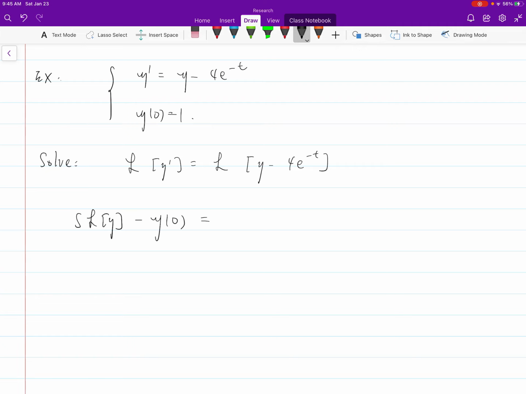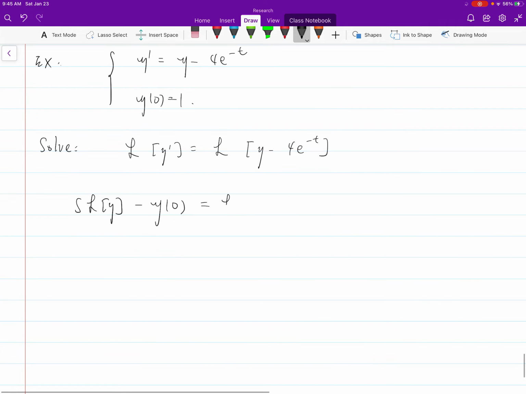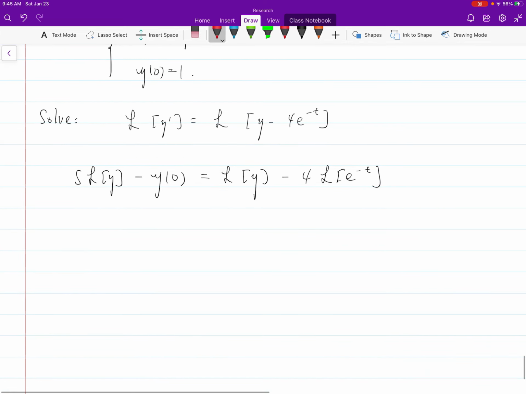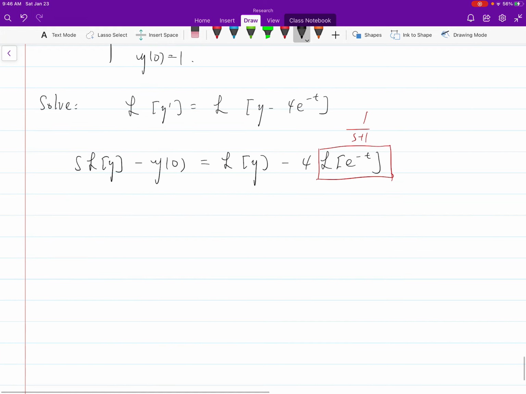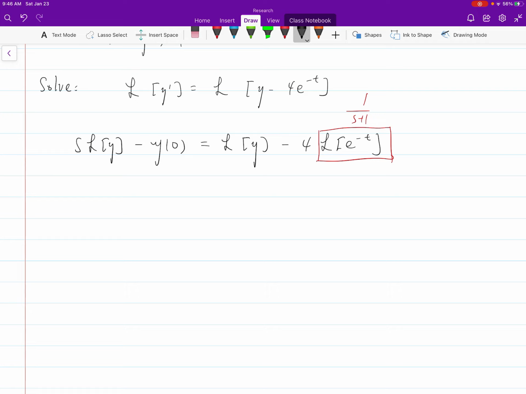Property of derivative. Do you realize it's always the same? So nothing to worry about. Just write things down. Linear property. Take the 4 out, and do you know the Laplace transform of e to the negative t? That's going to be 1 over s minus minus 1, which is 1 over s plus 1. We just did it.